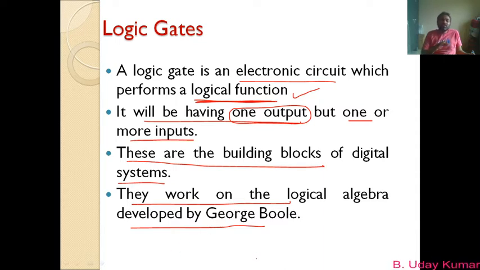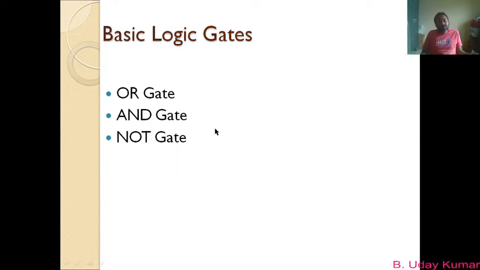So this is just the introduction of logic gates. What are logic gates? In simple words, the most important things you need to remember are these 2 points: it's an electronic circuit which performs a logical function, and these logic gates will have one output, but they may have one or more inputs. You need to remember these 2 points at any cost to understand our coming slides. Now let us move on to our next slide.